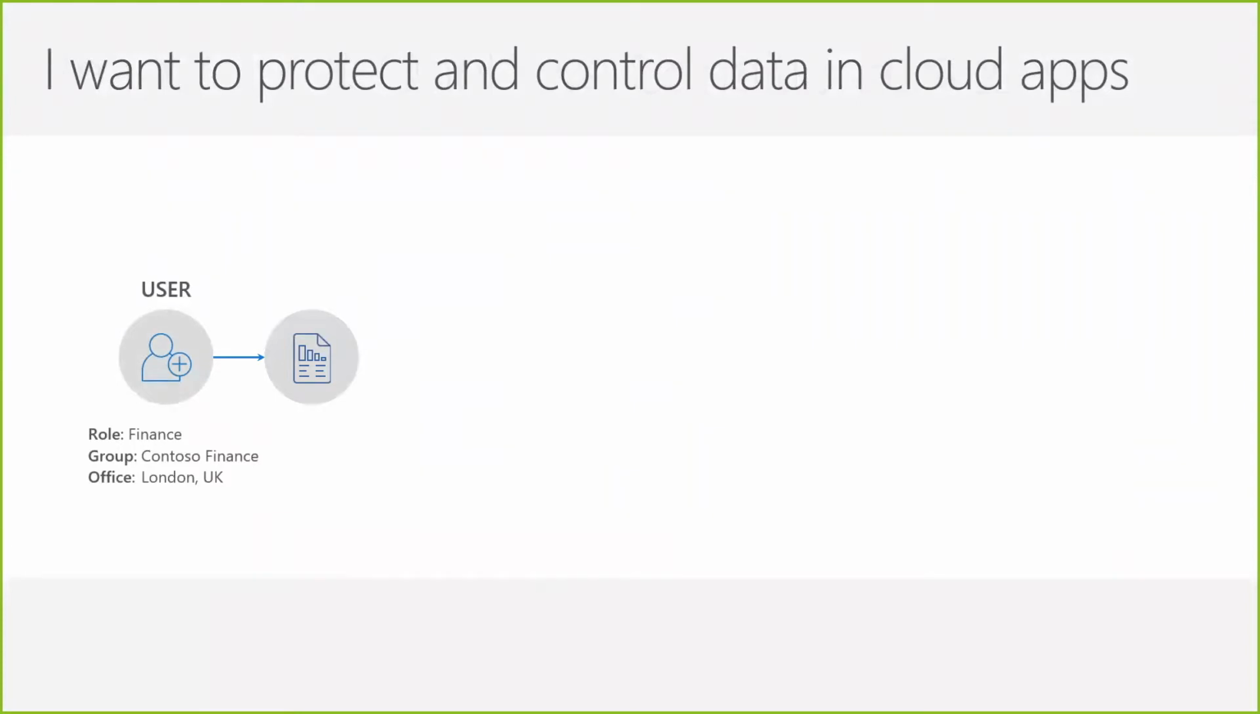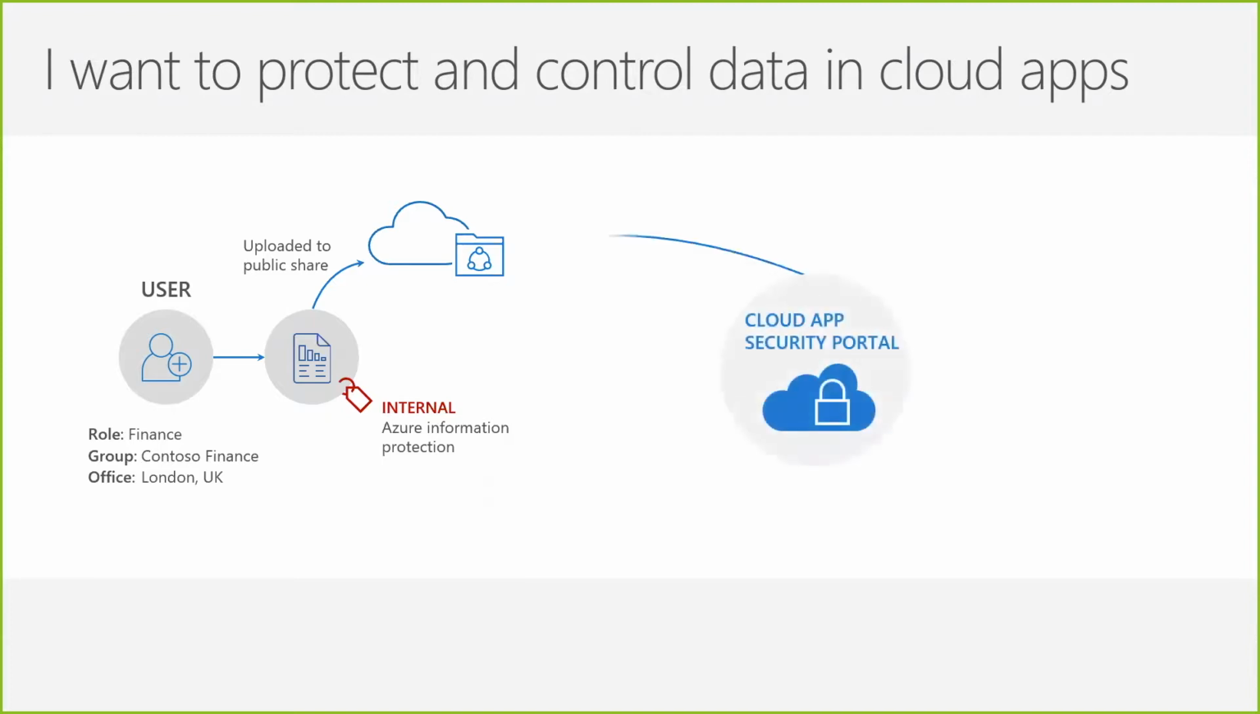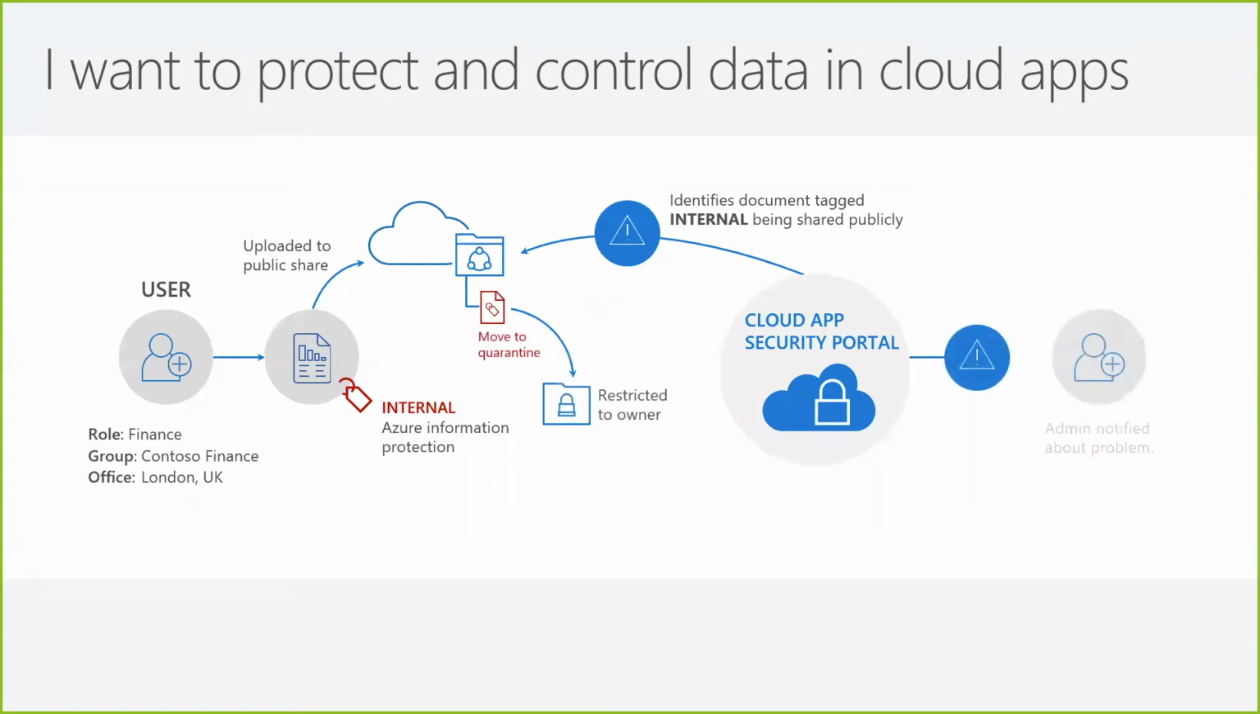Let's see another really interesting example, about protecting and controlling data in cloud apps. In this scenario, a user sets up a document, and this document is protected with Azure Information Protection. It is labeled and protected with the label internal. Now he uploads it to a public share. Because we are using Cloud App Security, it recognizes this and says, oh no, there is a policy saying that content flagged with the Azure Information Protection label internal cannot be uploaded to a public share.